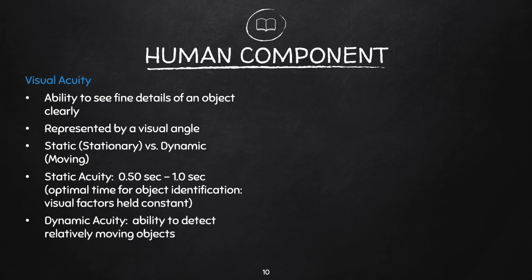For dynamic acuity, this is the ability to detect relatively moving objects. If you are traversing a road, for example, and there are also some other vehicles traversing the same road in the same direction or in the opposite direction, you are using dynamic acuity, the ability to detect relatively moving objects, relative, of course, to your motion. Because recalling your dynamics, we always say that motion is relative.